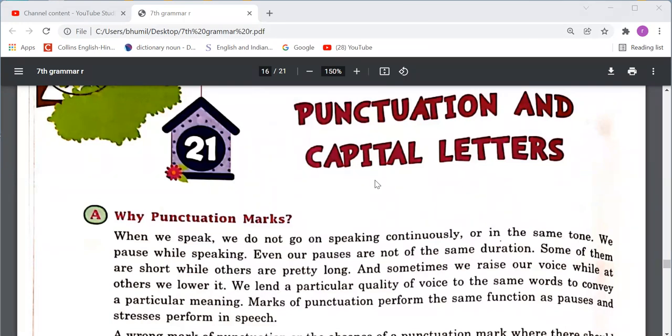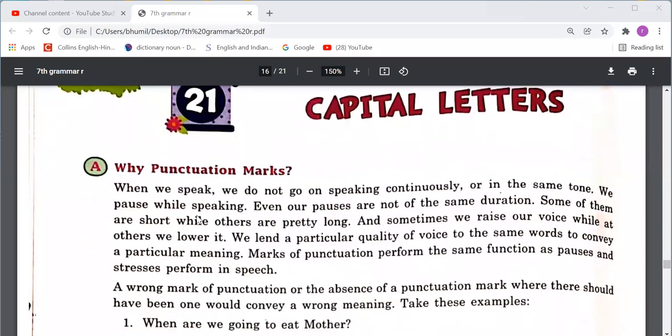Punctuation and capital letters. We are going to study this. Why punctuation marks? First of all, we will understand why these punctuation marks are mandatory, why we should learn them.